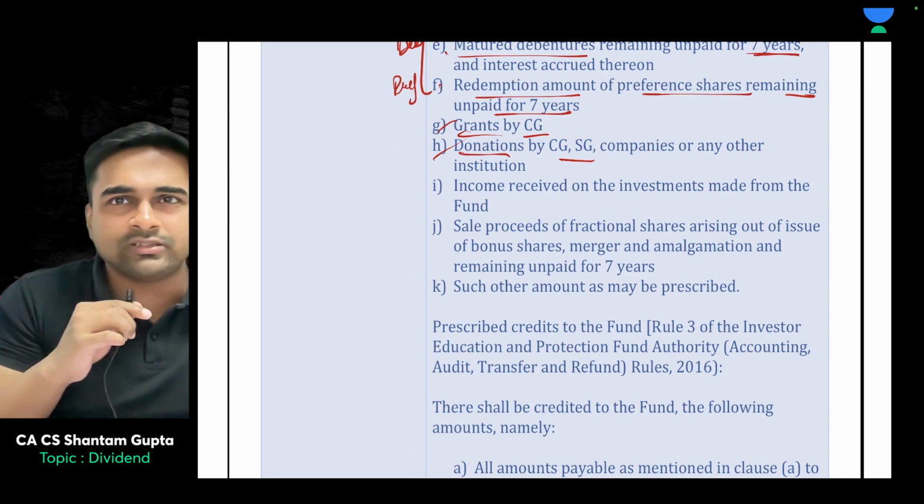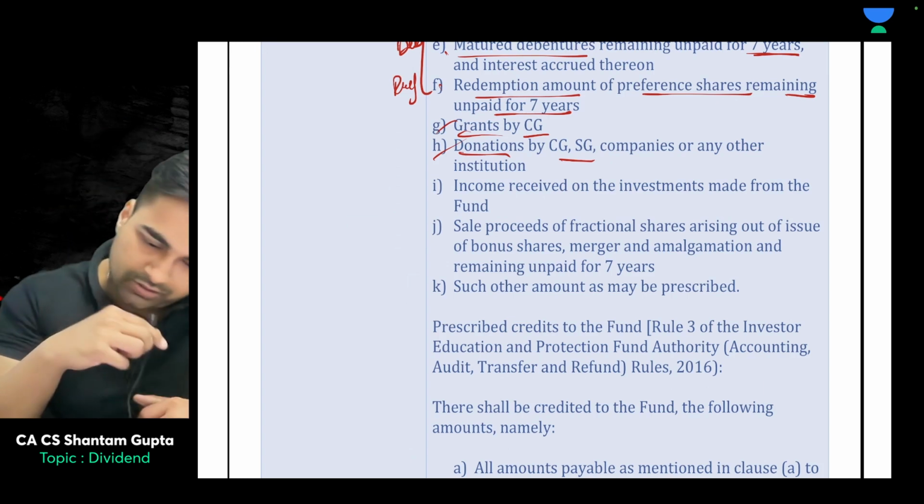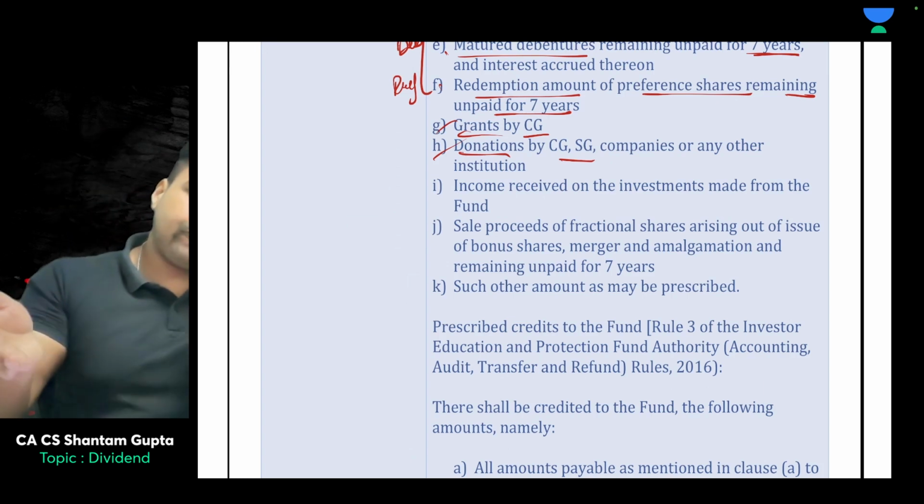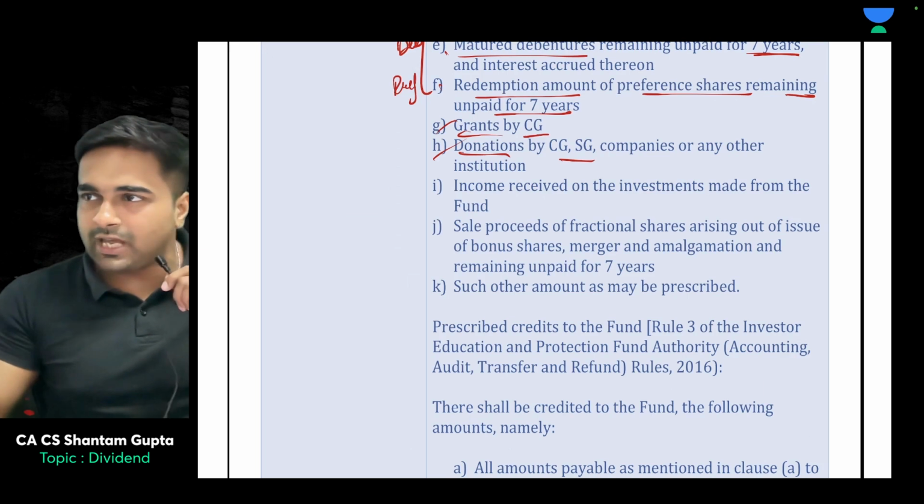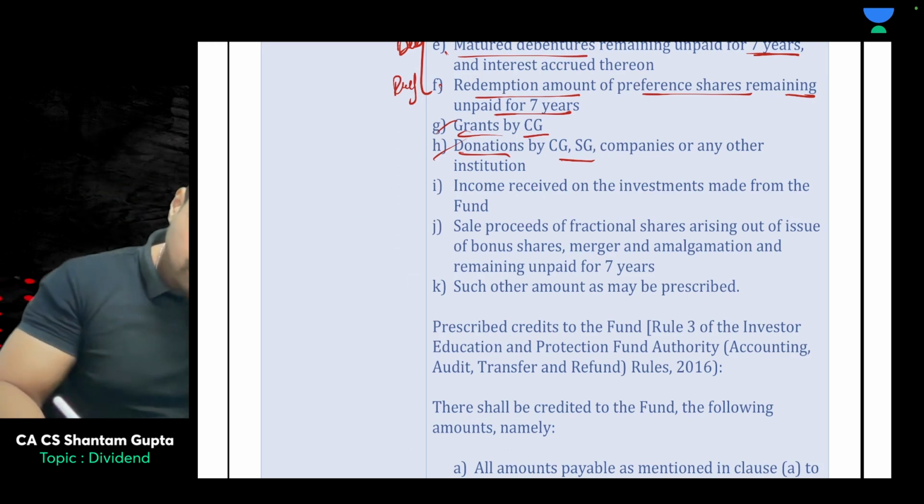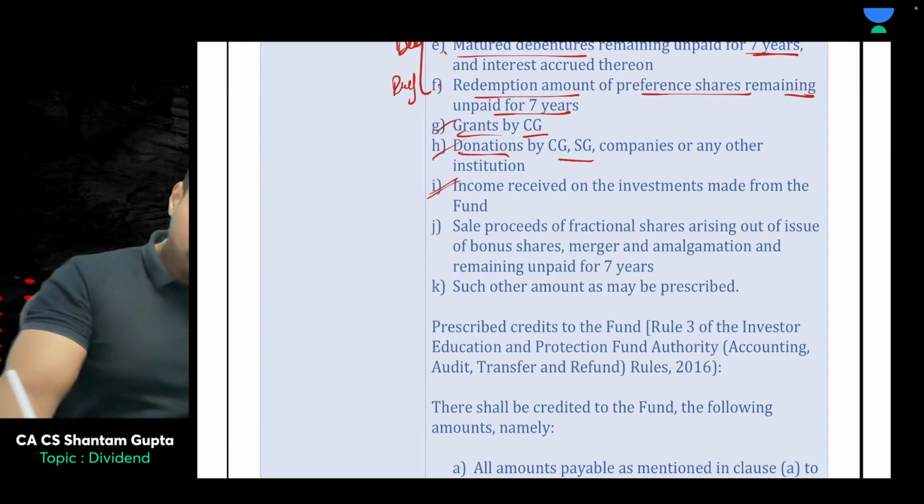Treasury bonds, T-bills. So the most safest to invest there. So if you invest there, income will also come from there. So income from fund. Now what? Fractional shares. Have you done amalgamation?